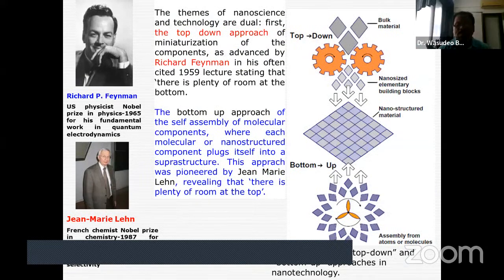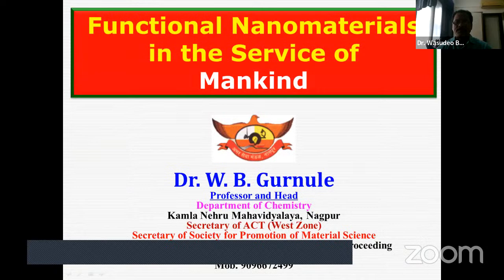Now, in the case of nanomaterials, there are two important approaches. One is top-down and another is bottom-up. The top-down approach was given by Richard Feynman. He is a physicist who also received the Nobel Prize in 1965. He said that there is plenty of room at the bottom.